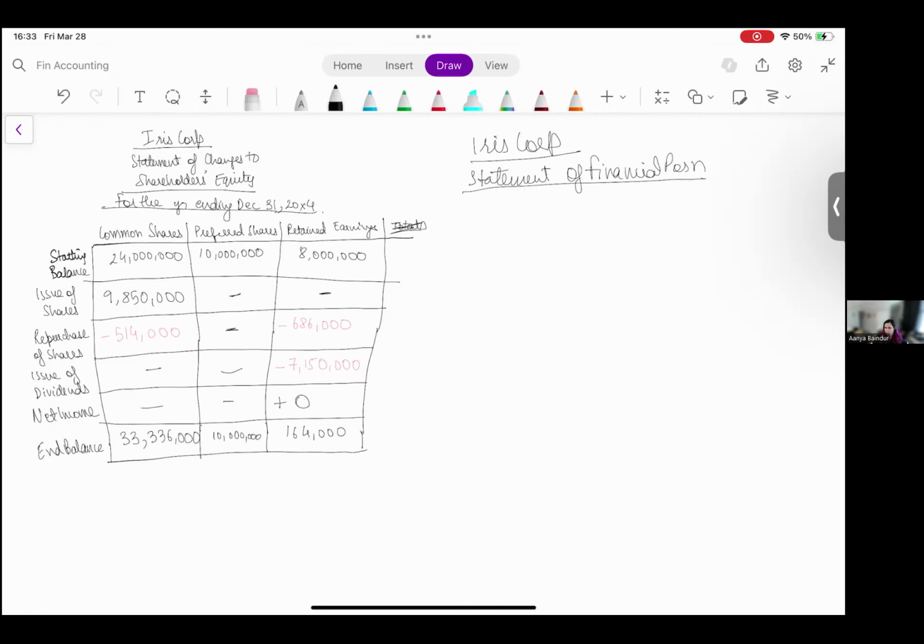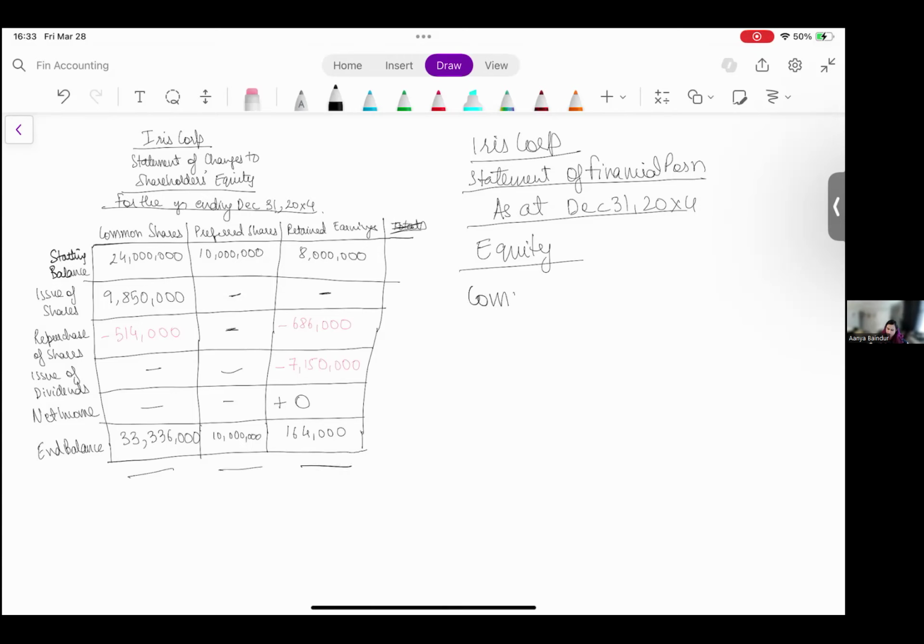And you can either write partial statement of financial position, and the date is as at December 31st, 20x4. Okay, and now you're just doing the equity section. So let's just write equity here. And now all we are doing is we're just stating these three numbers.